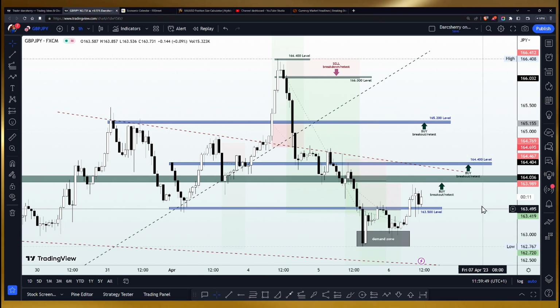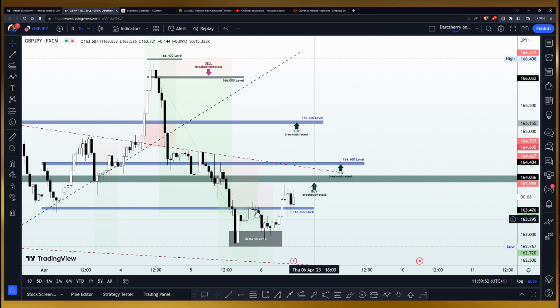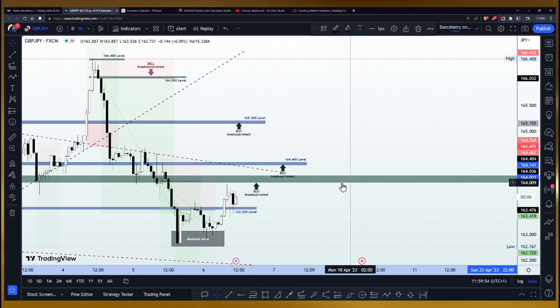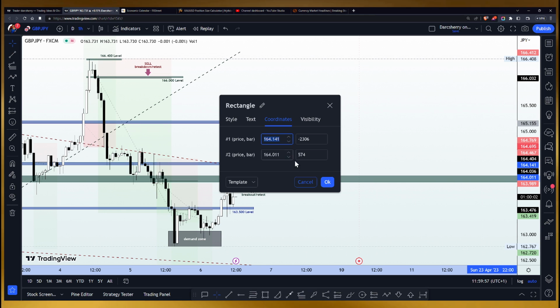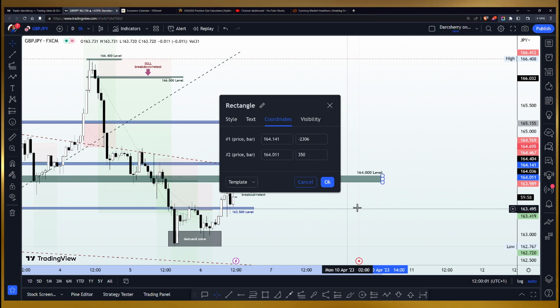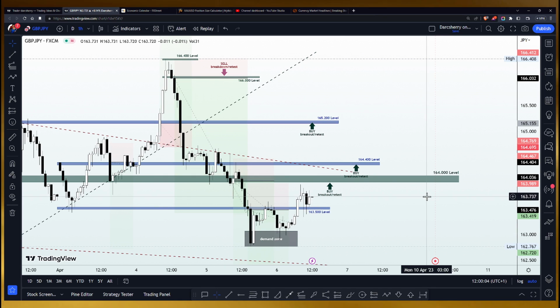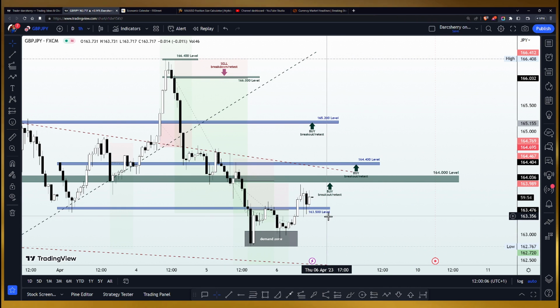So let's go back into the 4 hours time frame here. Let me bring this back in. Okay, so we have the neckline we identified on that reversal pattern on the higher time frame.